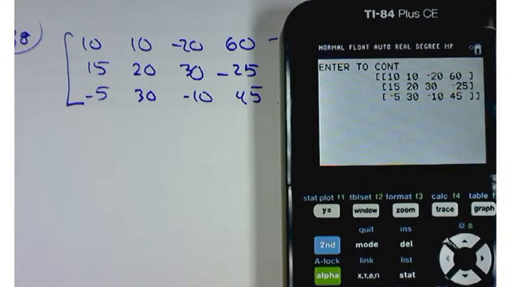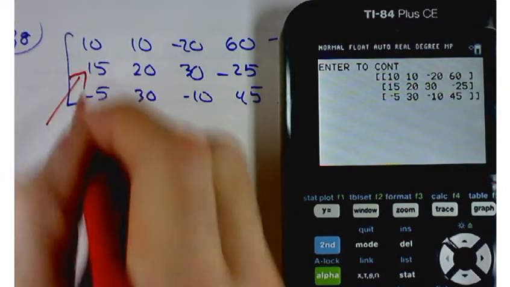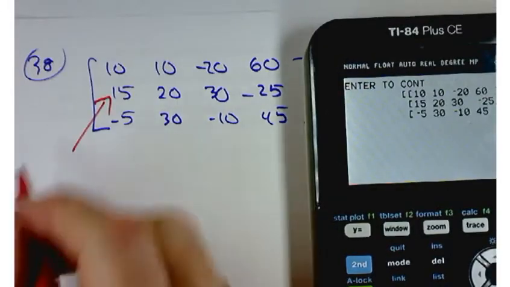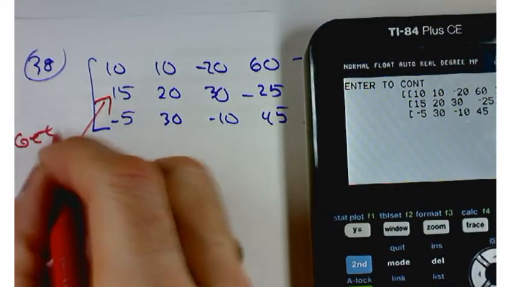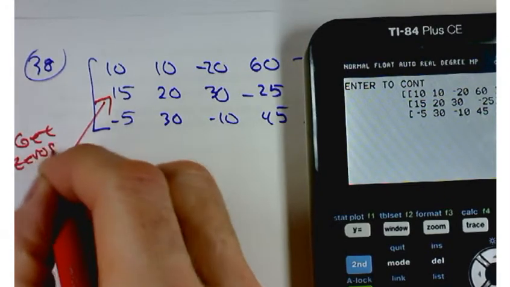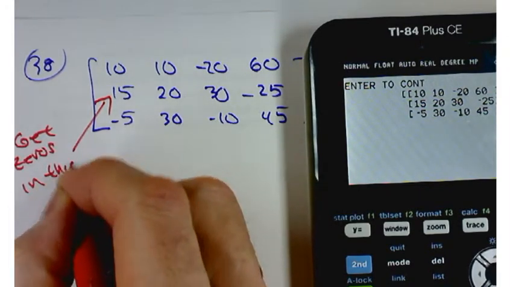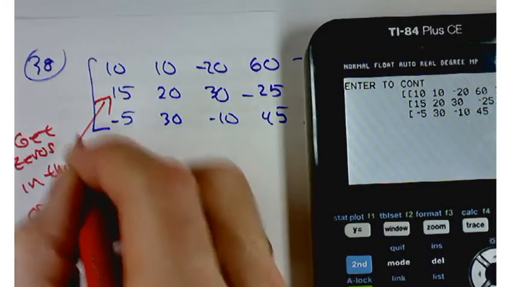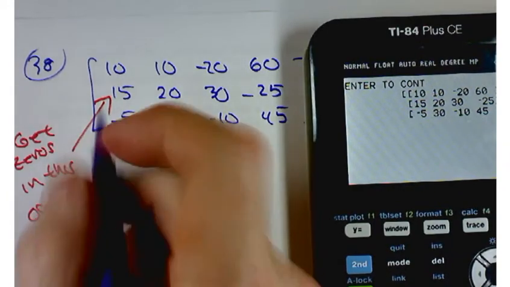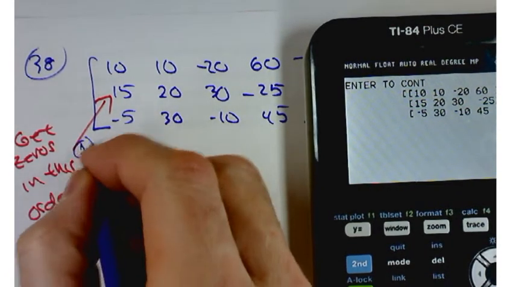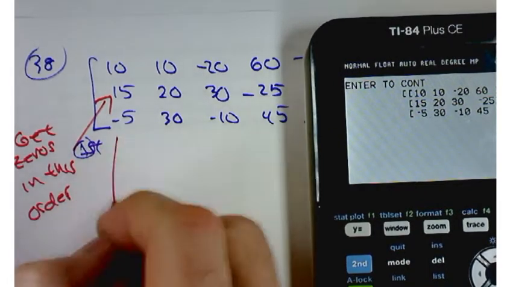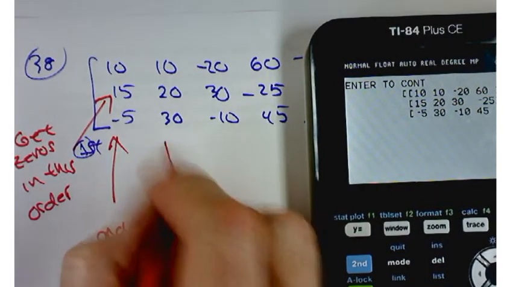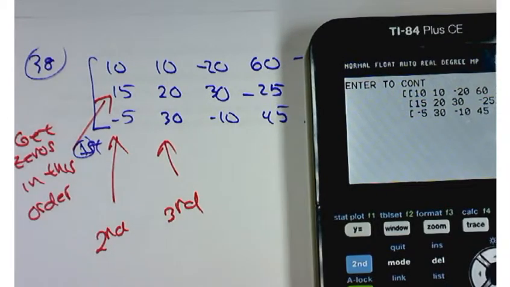Now, as far as getting zeros in a matrix is concerned, to put it in reduced row or to put it in row-echelon form, you want to do it in this order first. So get zeros in this order. So the first one you want to get to be a 0, I want that one first, second, and then third. So that's the order of operations in terms of getting zeros and putting this into row-echelon form.